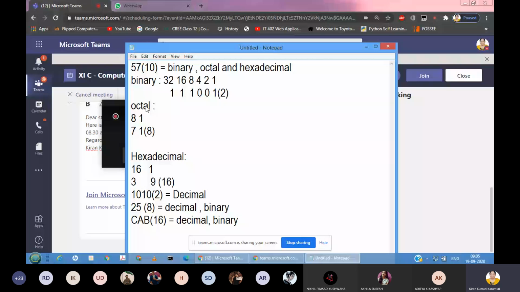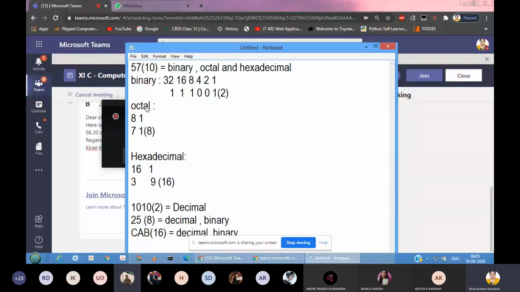Okay, decimal value. Got it? If you want to cross check, you can convert it back into decimal and check also. All of you got the correct answer? Yes, ma'am. So you have done it using the division method? Yes, ma'am.